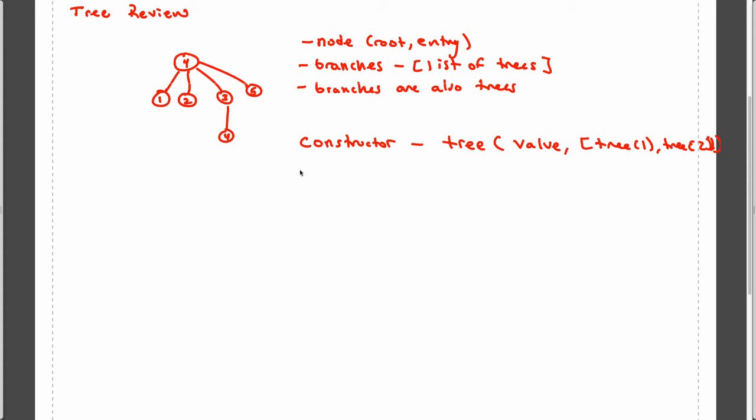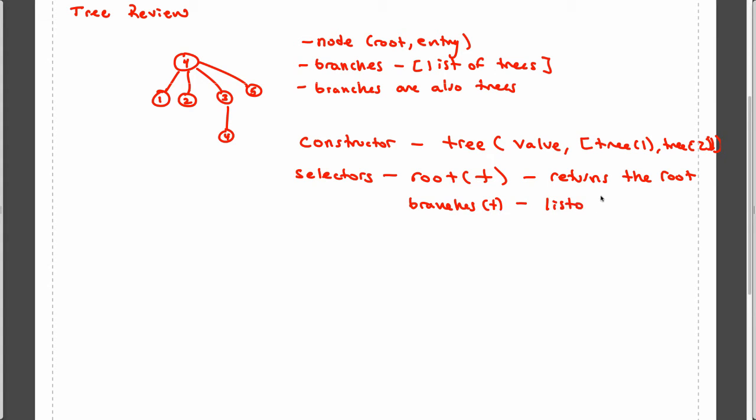And we have two selectors. We've got root, which takes an argument tree and returns the root. And branches, which takes an argument tree and returns a list of subtrees.